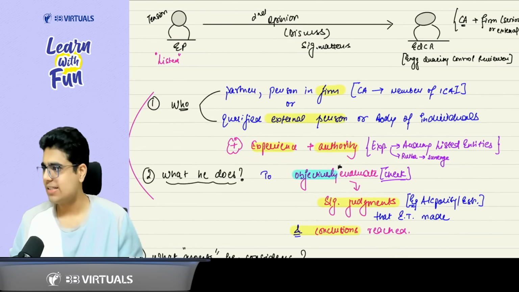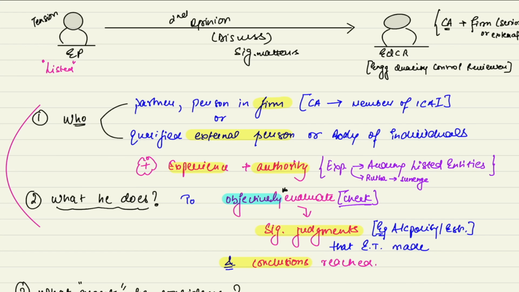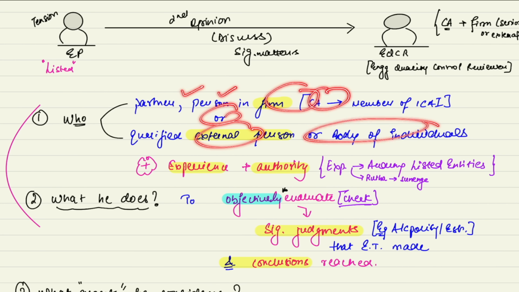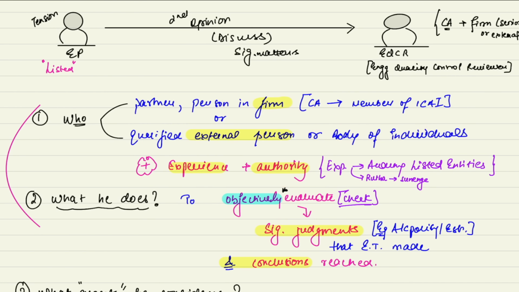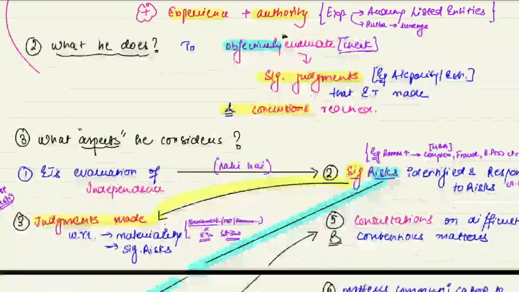So last time, let's revise the definition because it is very important. Who can be EQCR? Partner or any other person in the firm or any external person. But being a CA is not enough. He should have experience and authority. What will he do? Objectively evaluate the significant judgments and conclusions. Easy peasy, sir. Now comes the next part.